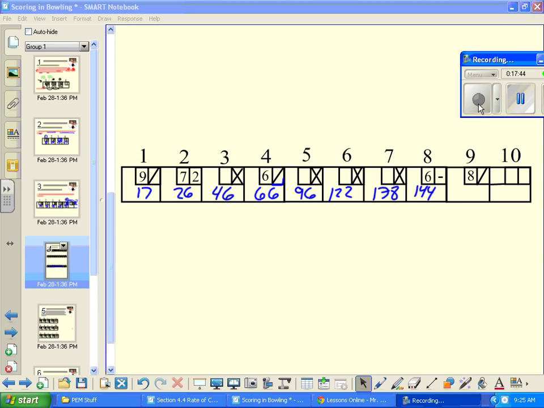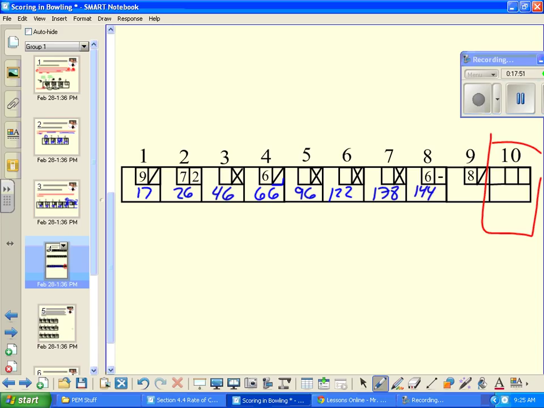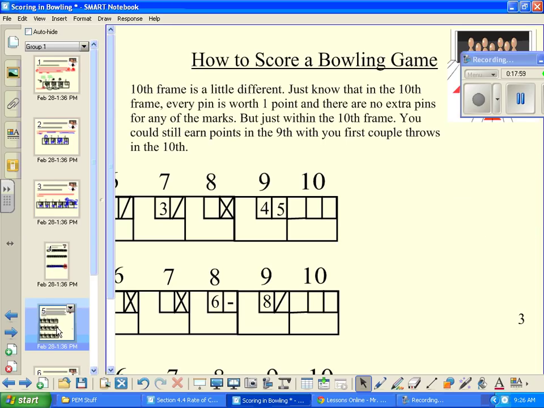Now notice in this game and the previous examples, I never did score a 10th frame for us and show us what happens there, because the 10th frame is just a little different. I'm about to do that right now and show you how the 10th frame works. It is scored just a little different. All the other frames score the same with strikes and spares and counting my total. But the 10th frame is just a little different. As I kind of mentioned up here, in the 10th frame you don't score spares and strikes the same way you would in all the other frames.